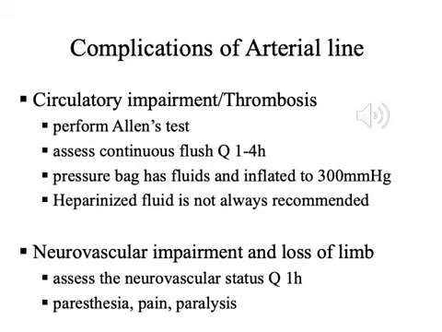For circulatory impairment with thrombosis, we must always assess the peripheral pulses below the insertion site. If it is an arterial line, perform the Allen test before the insertion.